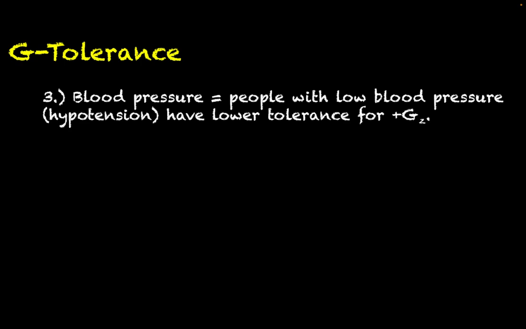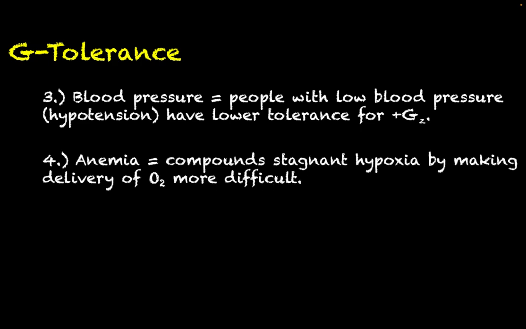Blood pressure is something to consider. People with low blood pressure, which is called hypotension, have a lower tolerance for pulling positive G's. People who are anemic, which can manifest itself as not having enough red blood cells, not having enough iron to carry oxygen around, can compound the stagnant hypoxia by making delivery of oxygen more difficult.